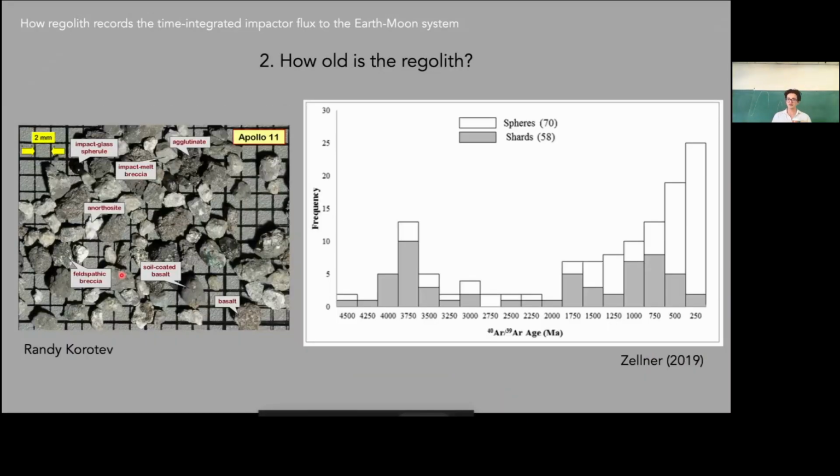This is a plot from Nicole Zellner showing the argon-argon ages of impact glasses and regolith. And really the simple story I'm trying to convey here is that the macroscopic materials that make up regolith have a wide age distribution. This tells us that regolith is not a single age. You're always sampling some of this really old stuff present there. You're sampling modern stuff as well, but it's a mixture of all these things.